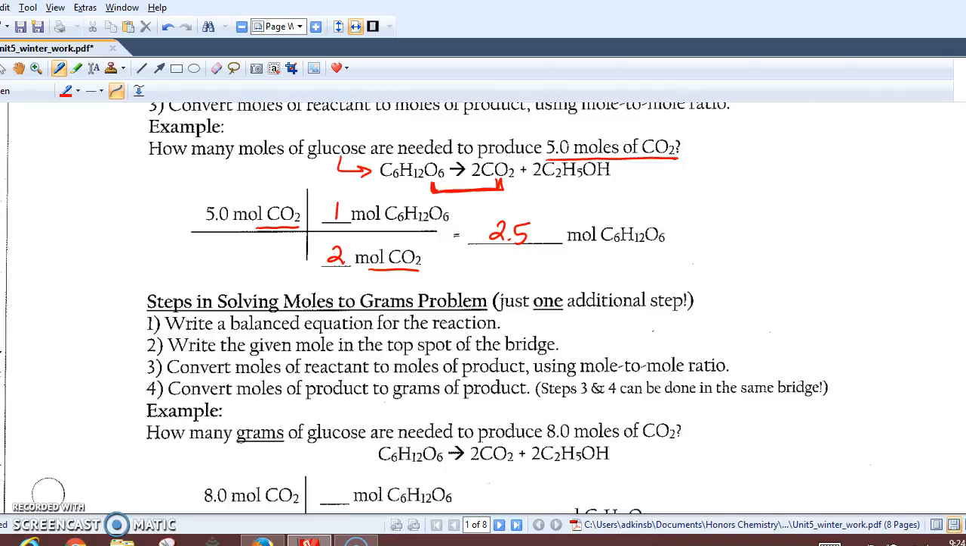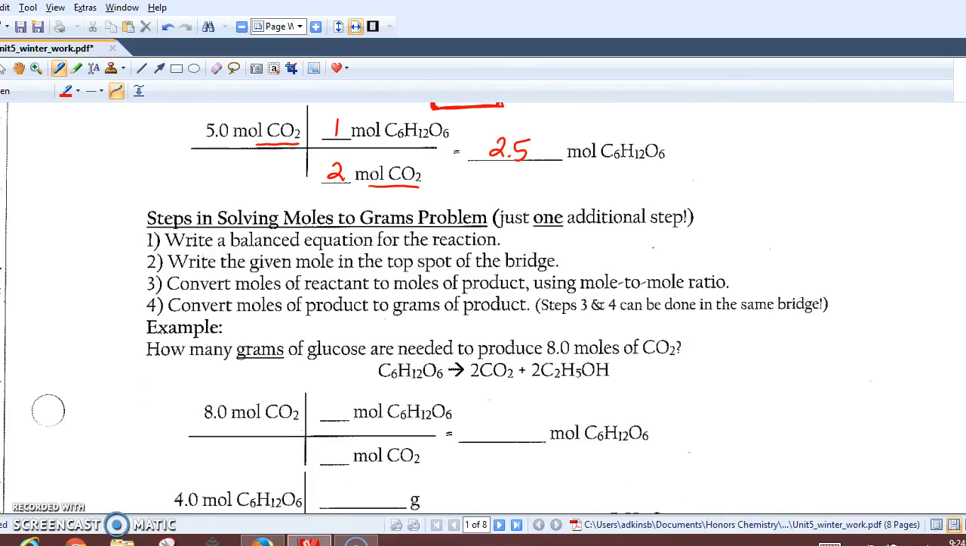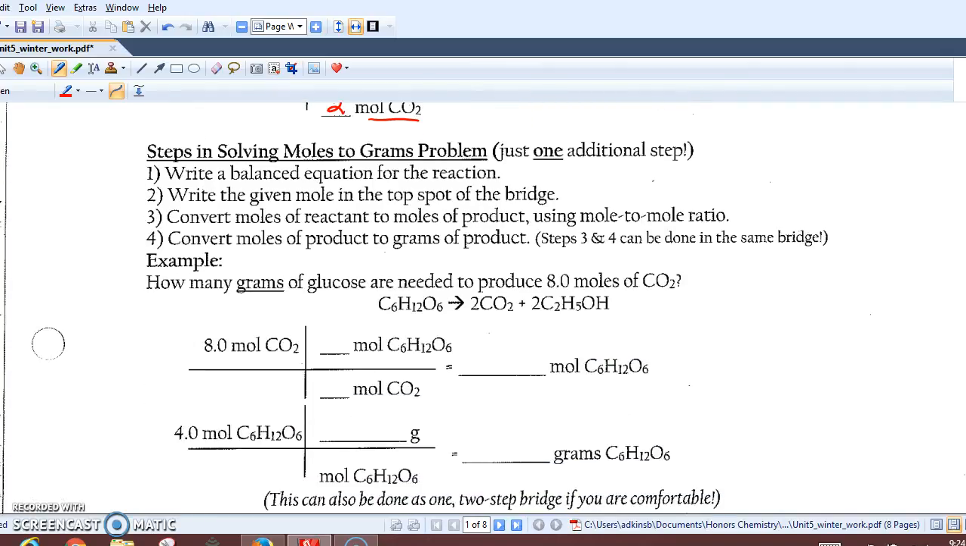So if we wanted to go an additional step and find grams, it really is just one additional step. The way the notes lay this out is in a 2-step process. Sometimes this makes more sense to students than doing it in a long bridge. So we'll do it this way first, and then I'll show you how you do it as a long bridge. So here it says how many grams of glucose. So this is still our question mark, but instead of moles, they want grams.